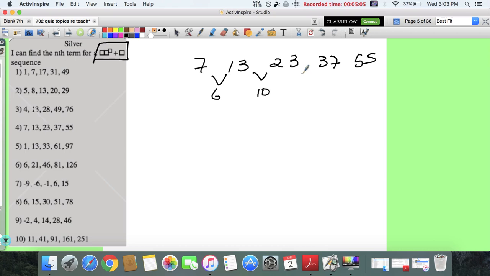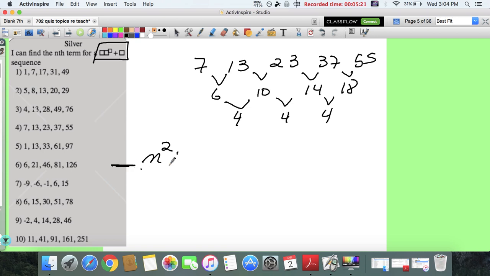6, 10, no idea. So they're not the same, right? So that tells me I need to take a second difference. Now it's all 4s, right? So I know this is an n squared sequence, but I need to figure out if there's a number that comes in front here. What you have to do is take this 4, halve it, and half of 4 is 2, and that's the number that's going to be put in there.